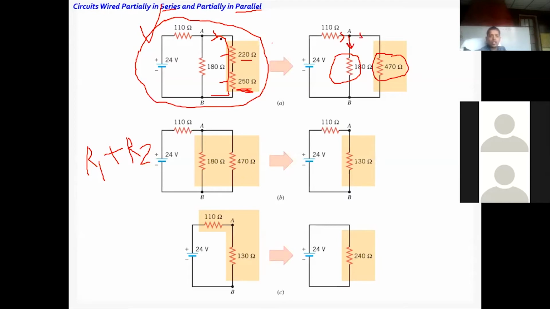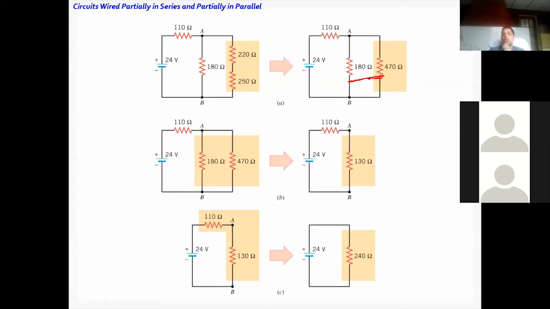Remember, in the case of series, all of the electrons flow through them. The same current flows through both of them. Now, if it is parallel, the current divides up. If you follow this trick, you never get confused. How do you find the equivalent resistance in parallel?